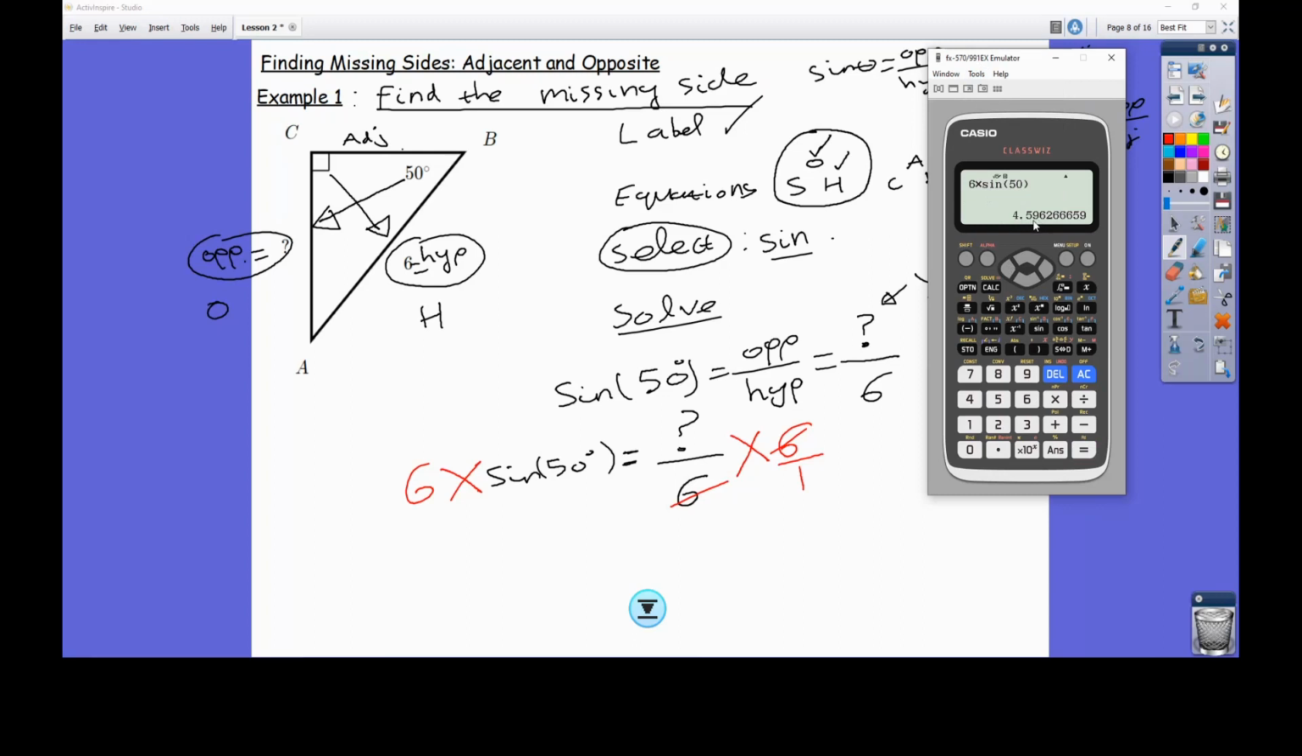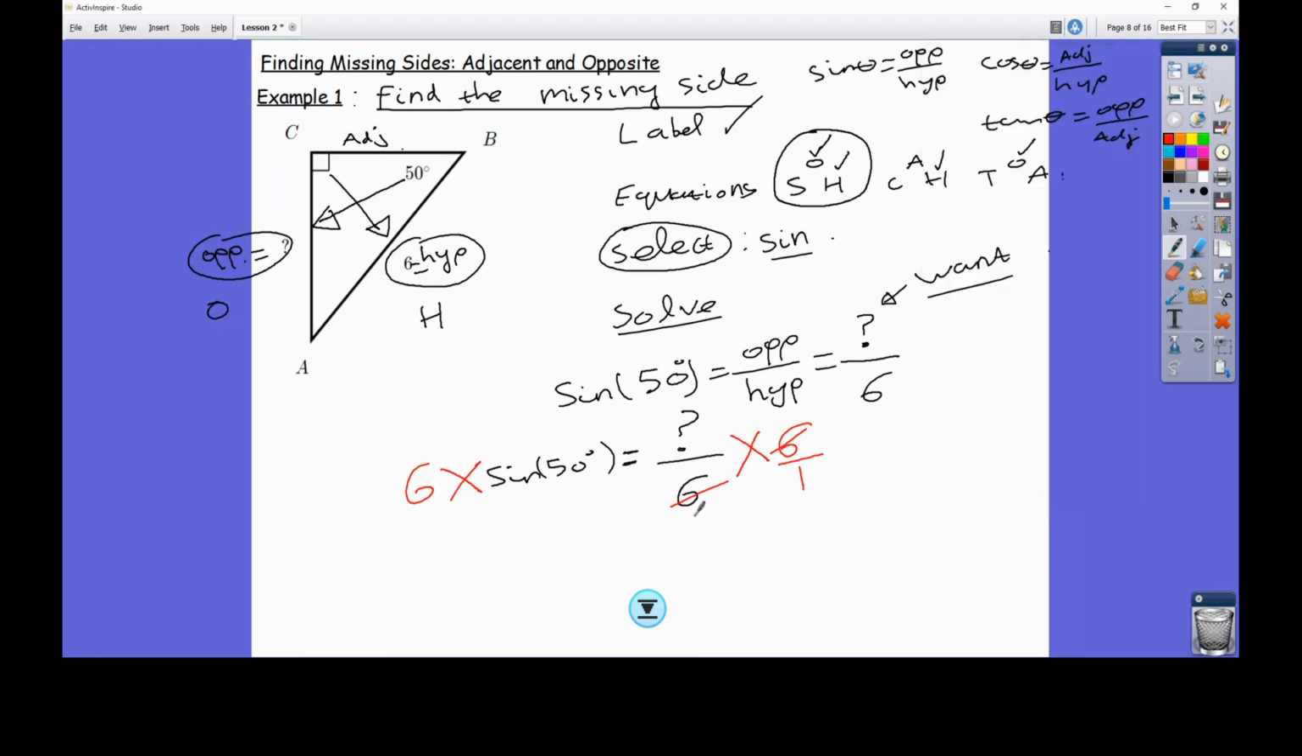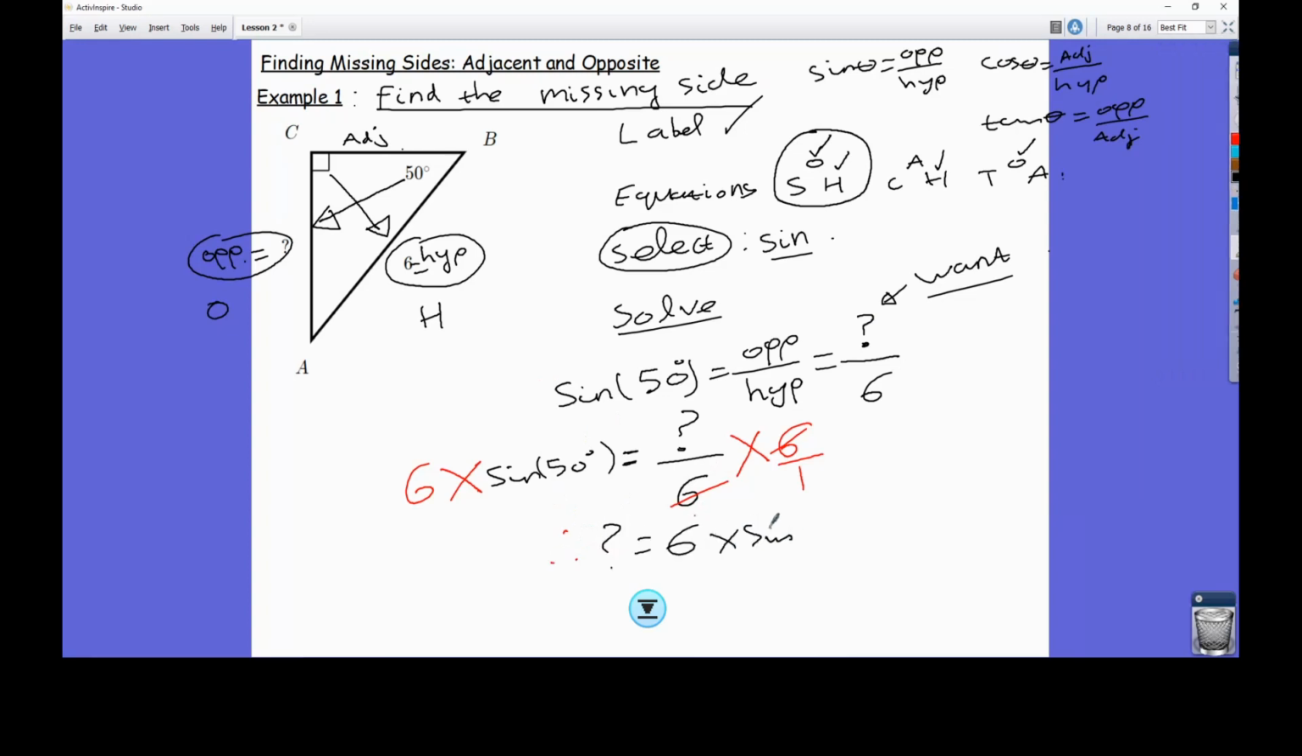So 4.596, so about 4.60 to 2 decimal places. So I would say question mark equals 6 times sine 50 degrees, which was 4.596. So I'd write down the whole thing, 4.596 and so on, and I would say that's roughly 4.60 centimeters.